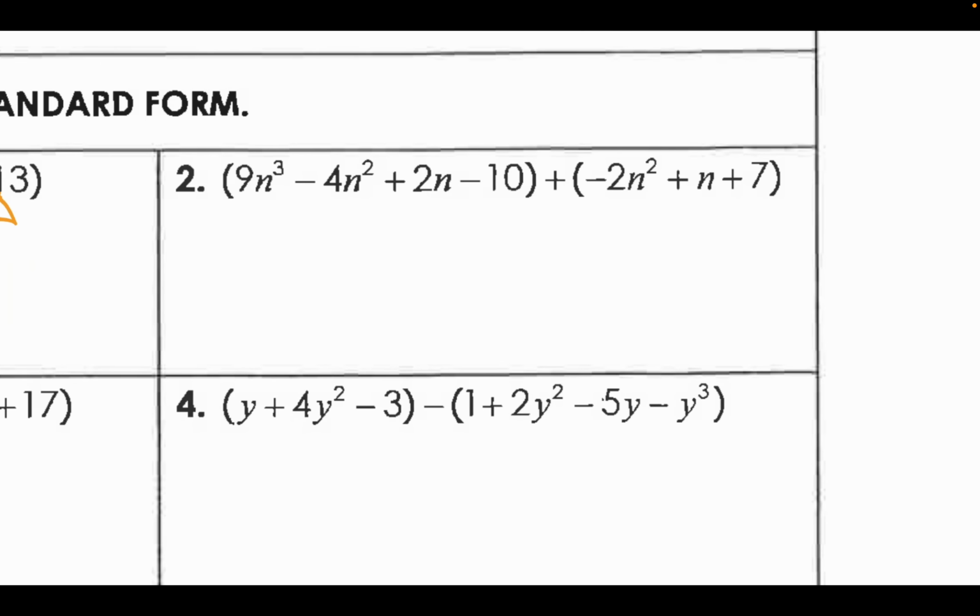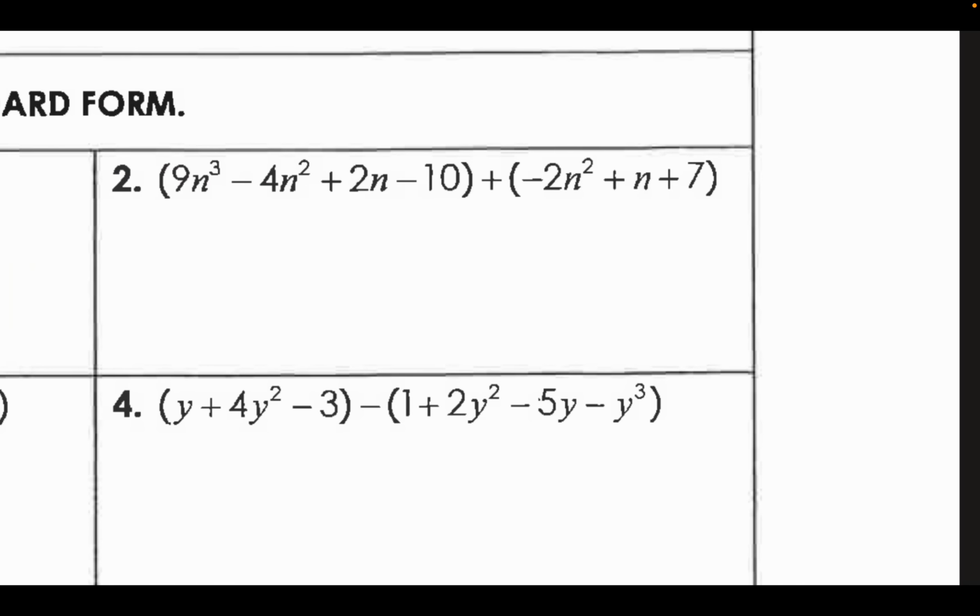Number 2, same idea. As I organize this, I look for my highest exponent, which is 9n cubed. I don't have to worry about alphabetical order on this problem, but if there were different variables, I would be looking for that as well. Then n squared would come second, and that's these two. N to the first would come third, which is those two terms. And then last but not least, there are constants with no n's.